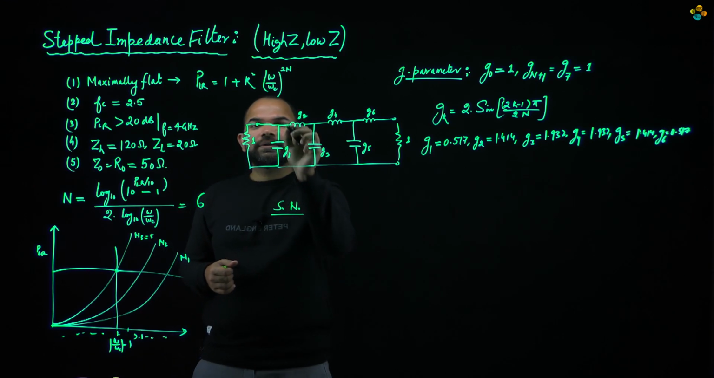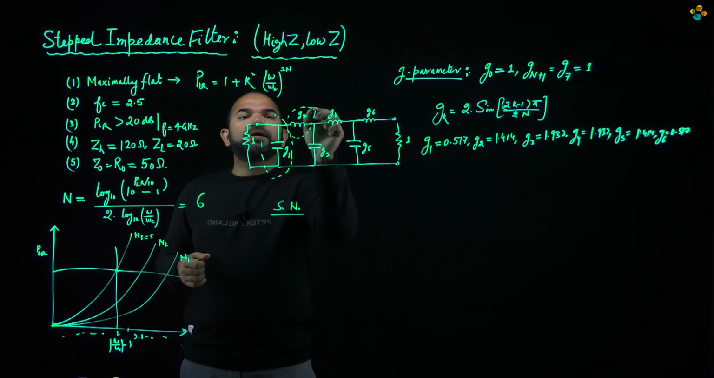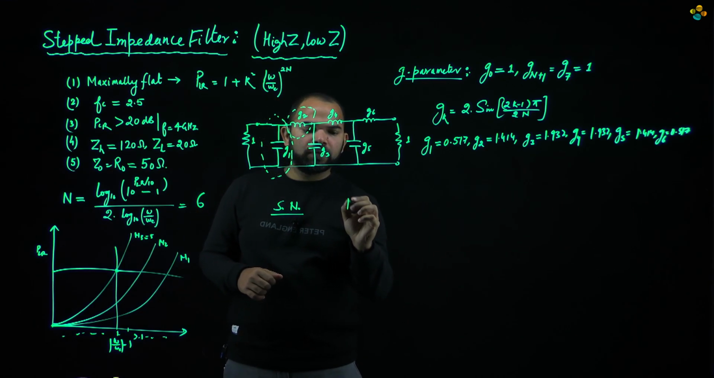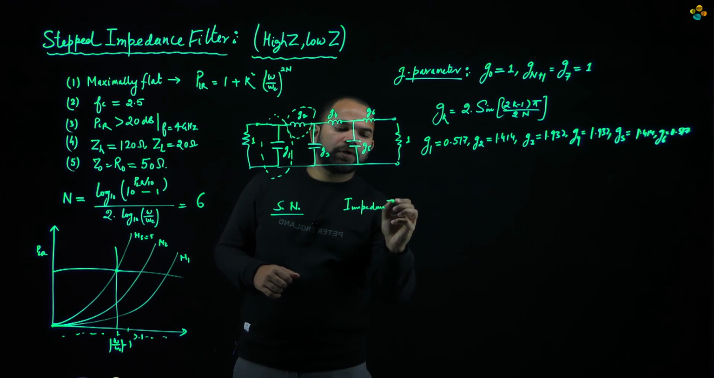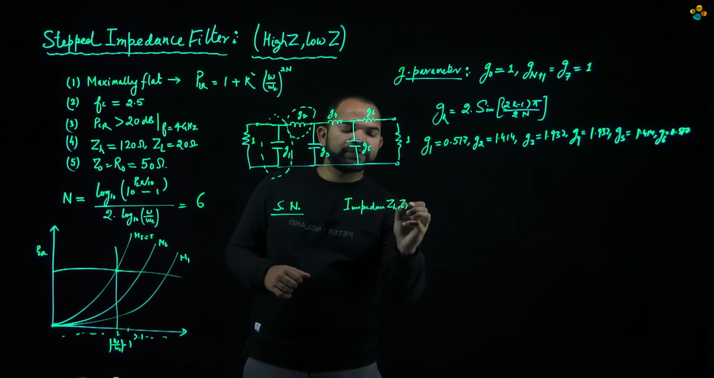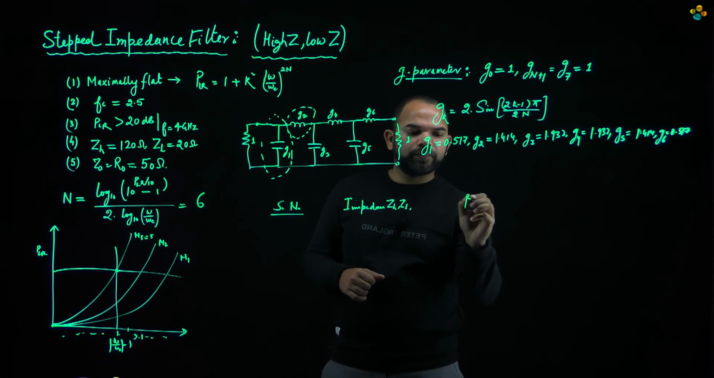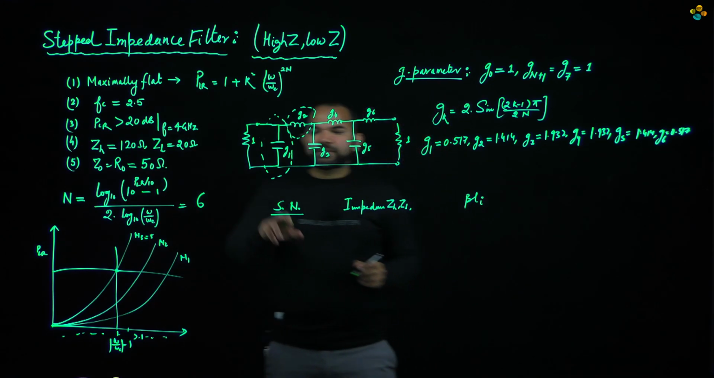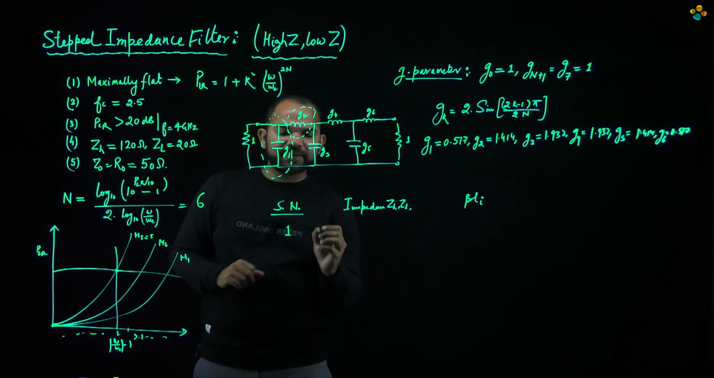Okay, so let's consider this as one section, the second section, so something like that. Okay, so the first section and the impedance, it could be ZH or Z low, and the electrical length, so beta Li. Okay, so the first element of this section is a capacitor.